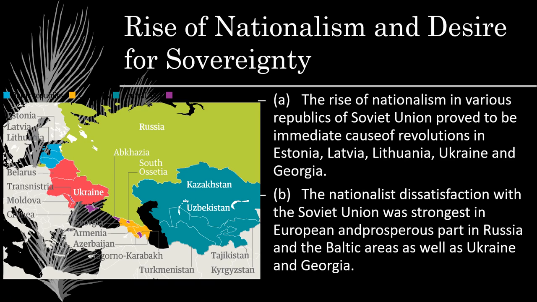Next, our last cause for the fall of USSR is the rise of nationalism and desire for sovereignty. What is the meaning of nationalism? Nationalism means love towards their own country. And what is the meaning of sovereignty? Sovereignty means no other country will have power to interfere in their domestic matter. So no outsider will be allowed to interfere in their own country's matter.